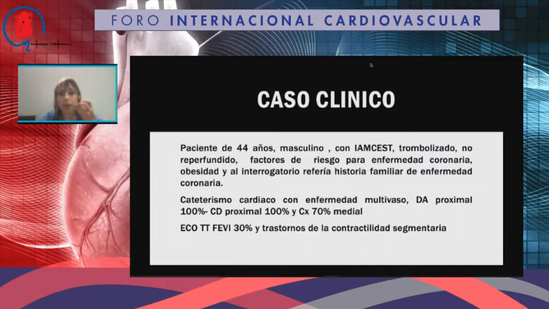Vamos a mirarlo entonces. Este caso clínico es un paciente de 44 años, un hombre que tuvo un infarto con elevación del ST, que lo trombolizaron, no fue reperfundido, y llegó a nuestra institución. Al interrogatorio tenía algunos factores de riesgo para enfermedad coronaria, como la obesidad y una historia familiar marcada de enfermedad coronaria en los hombres jóvenes de su familia. El cateterismo cardíaco mostró una enfermedad multivaso que le comprometía la descendente anterior proximal, la coronaria derecha y la circunfleja.